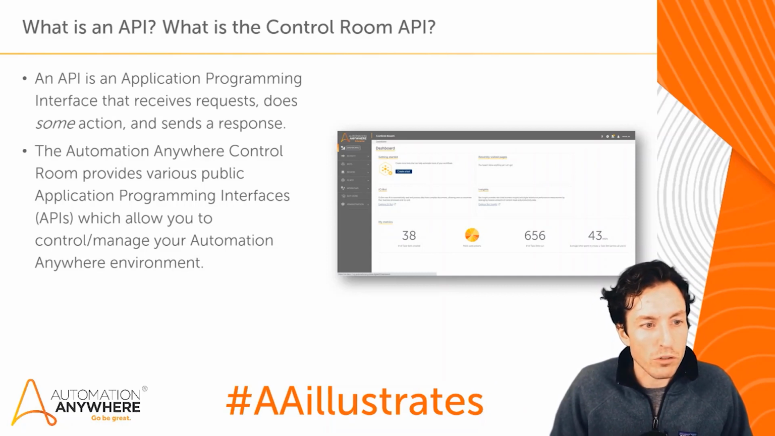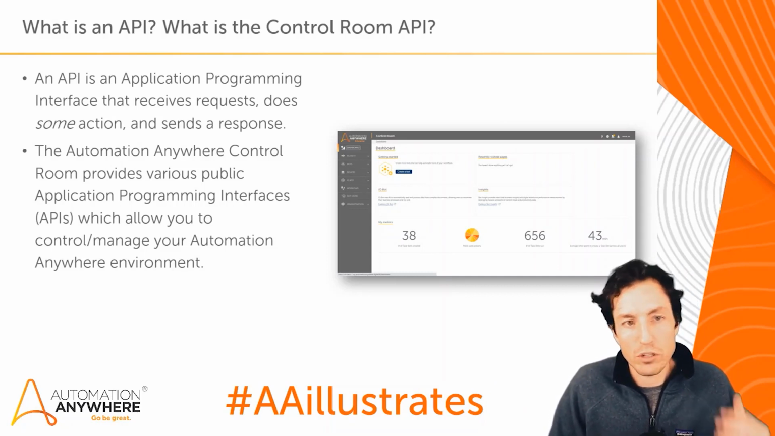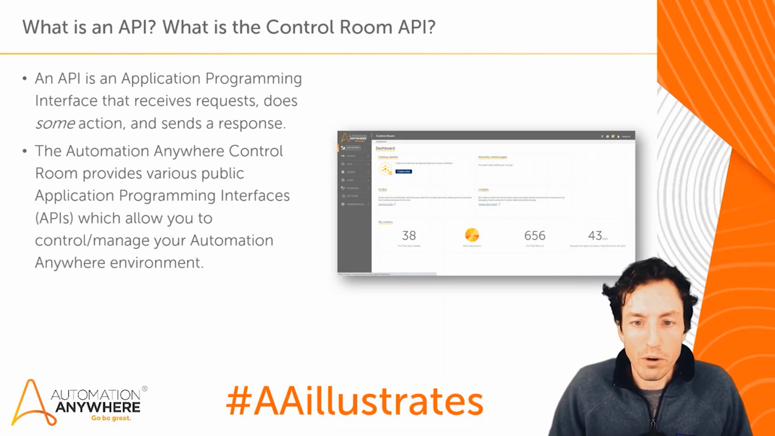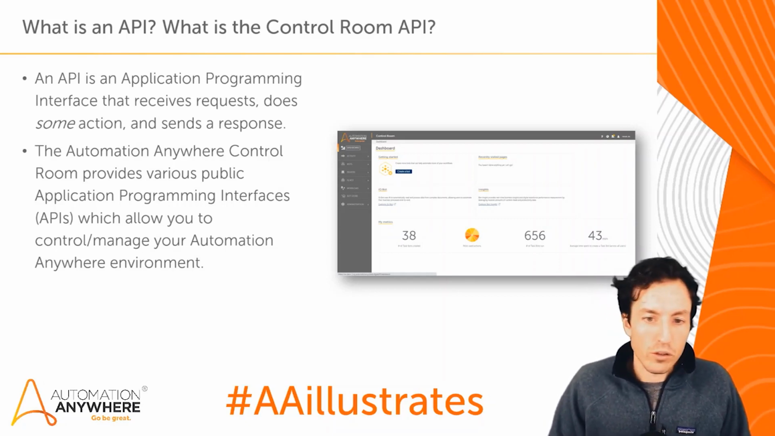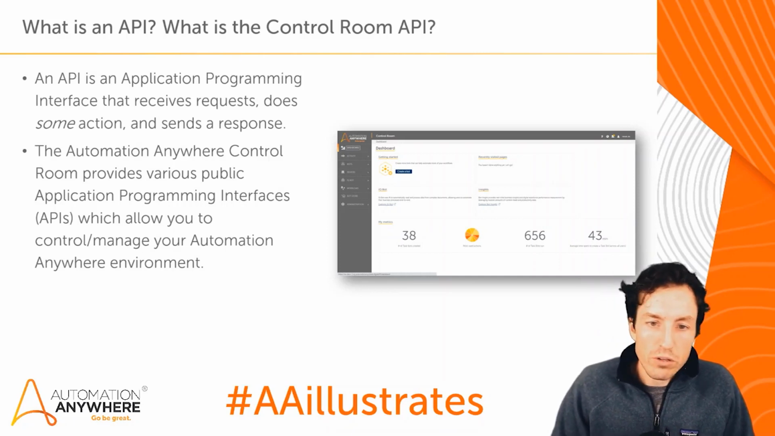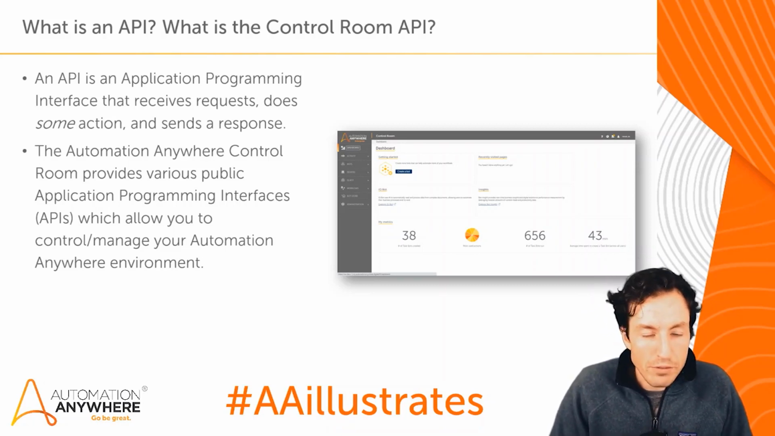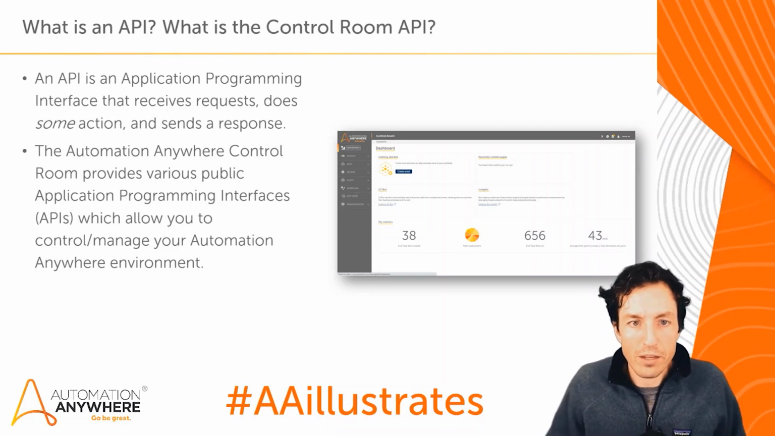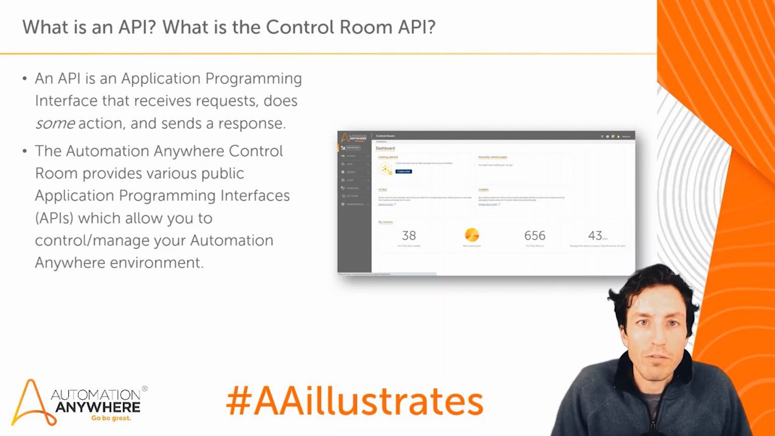The Automation Anywhere Control Room provides various public APIs to allow you to control and manage your Automation Anywhere environment. That means looking up users, creating new users, managing bots, managing your bot inventory, bot lifecycle management, all of that are capabilities of the Control Room API.